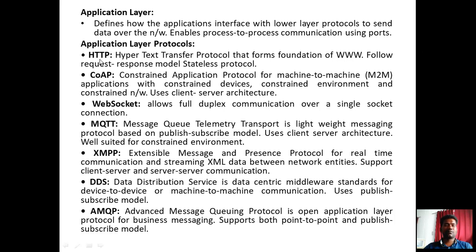Okay, and then XMPP, Extensible Messaging and Presence Protocol, is for real-time communication and streaming XML data between network entities. Examples are client to server and server to server communication. DDS, Data Distribution Service, is a data-centric middleware standard for device to device or machine to machine communication, and uses publish subscribe. AMQP, Advanced Message Queuing Protocol, is an open application layer protocol used in business messaging. It supports both point to point and publish subscribe models.